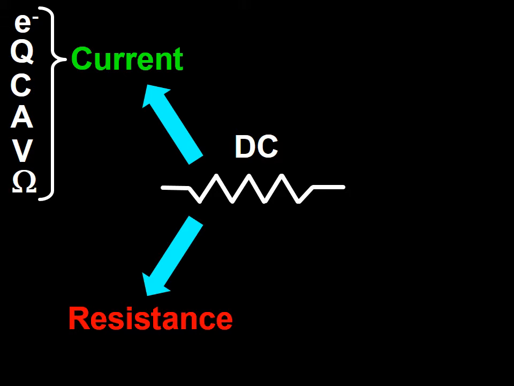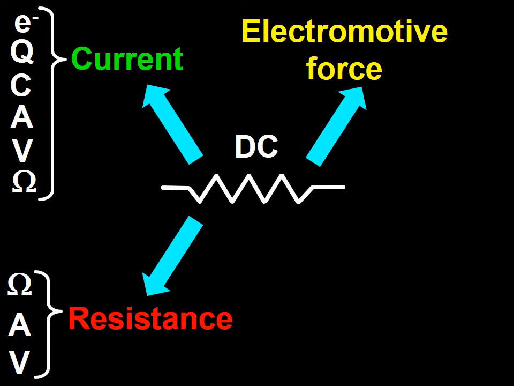Next, we have to consider resistance. Factors involved with resistance are resistance itself, current, and voltage. Next, we have to consider electromotive force. Factors involved in electromotive force are voltage, ampere, and resistance.